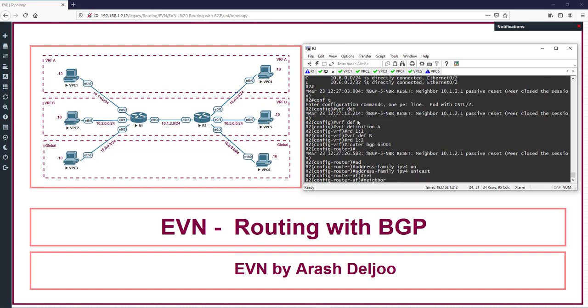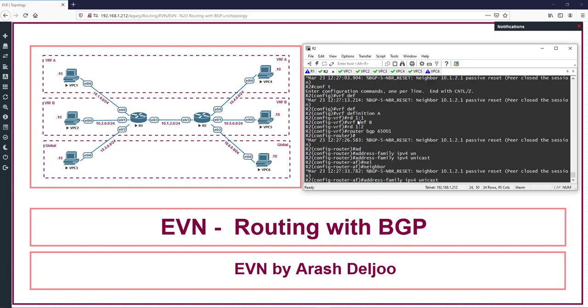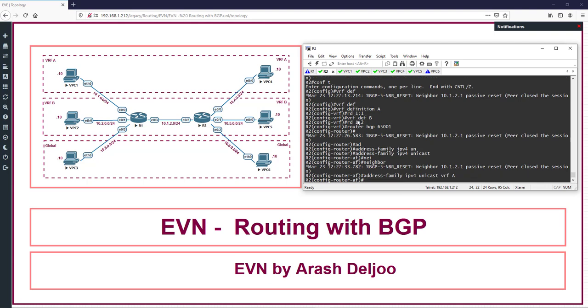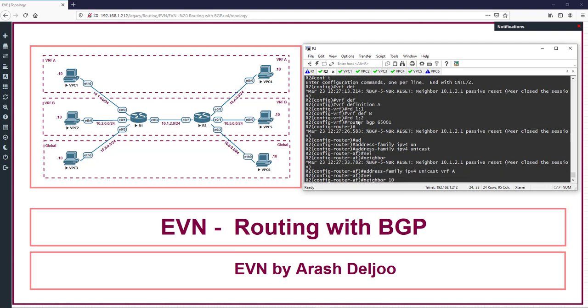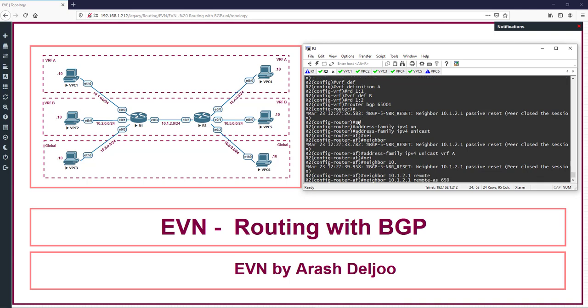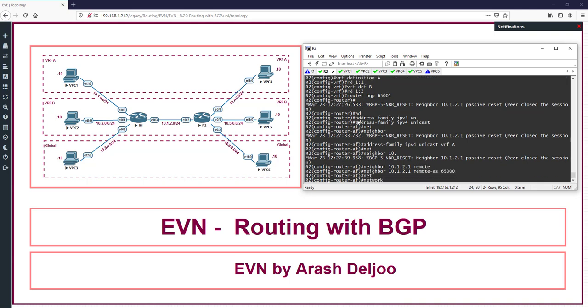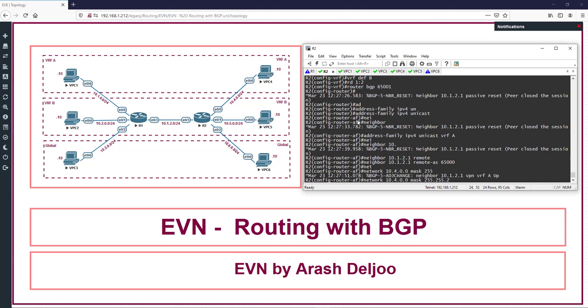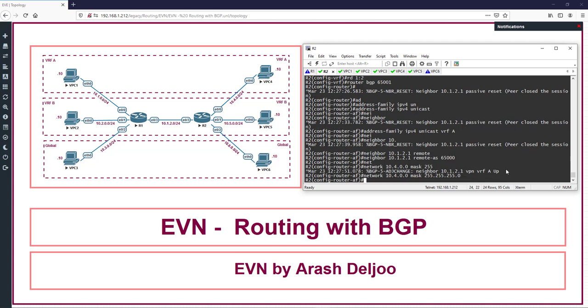Then we should configure IPv4 unicast for VRFA. Okay, the neighbor is 10.1.2.1 with the remote AS of 65000, and the network that should be advertised is 10.4.0.0 with the mask of 255.255.255.0. As you can see, the neighbor 10.1.2.1 now is enabled.